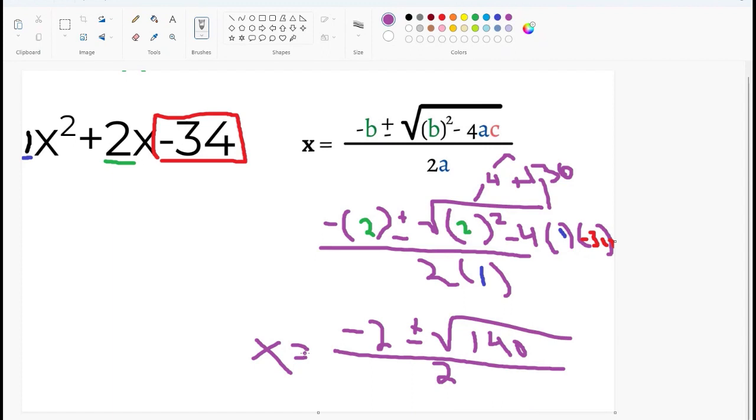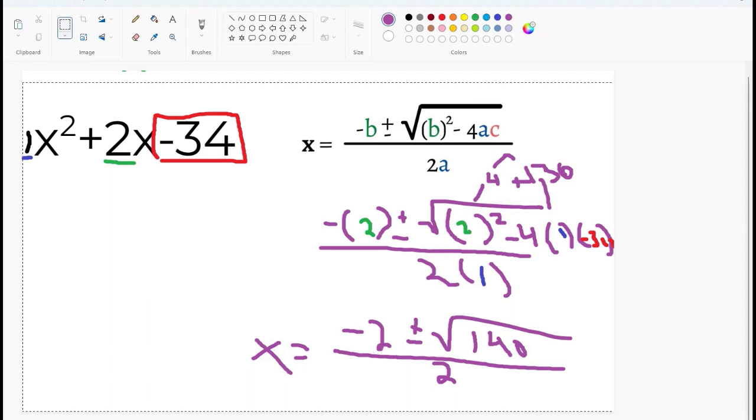Anyways, as I was saying before, this is actually not just one solution. This is 2 solutions. So we're saying x is equal to negative 2 plus minus. Plus minus means it's plus or it can be minus. So that means x is equal to negative 2 plus the square root of 140 over 2 is one value of x, and then x is also equal to negative 2 minus the square root of 140 over 2. Okay?